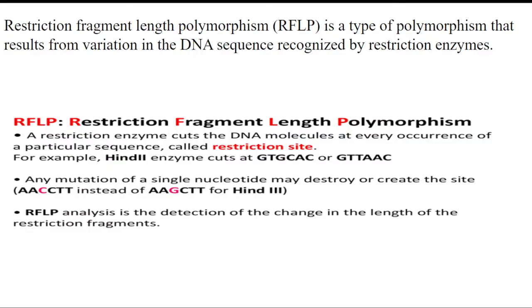For example, AACCTT instead of AAGCTT for HindIII. RFLP analysis is the detection of the change in the length of restriction fragments.